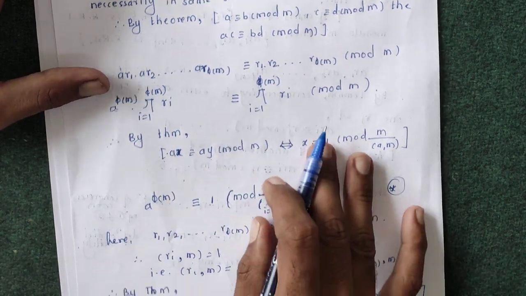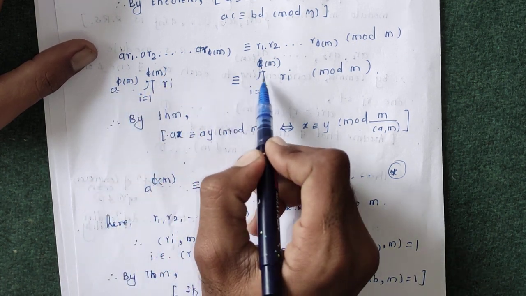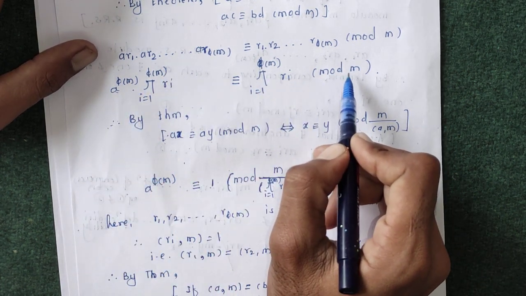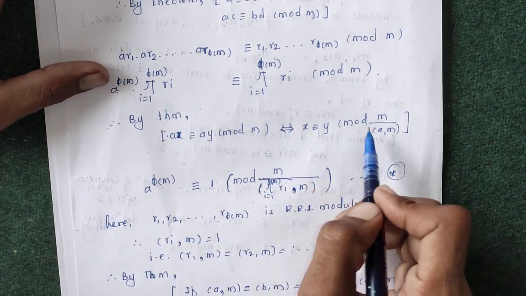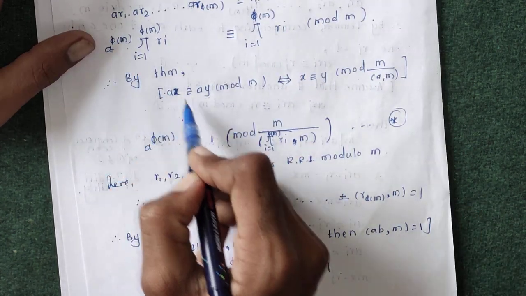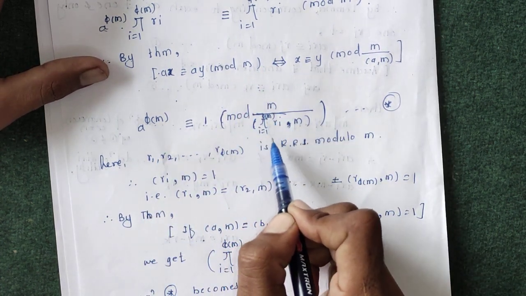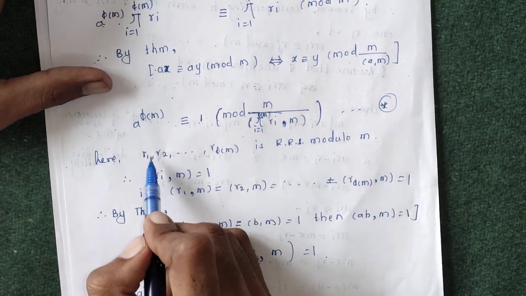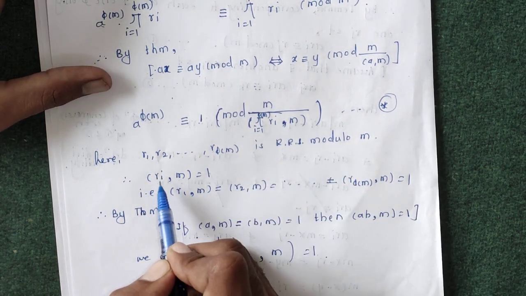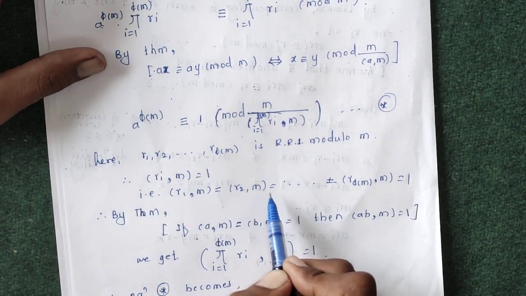We get this, and using another result, that is, ax is congruent to ay modulo m if and only if x is congruent to y modulo m upon GCD of a and m. Using this result, we can write a raised to φ(m) is congruent to 1 modulo m upon GCD of the product of ri with m. But we know that this is a reduced residue system, so these r1, r2 and all these integers are relatively prime to m.